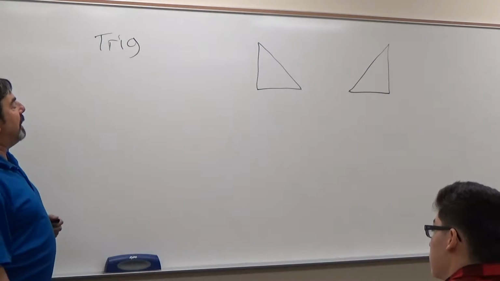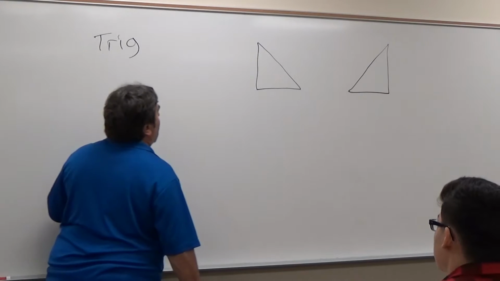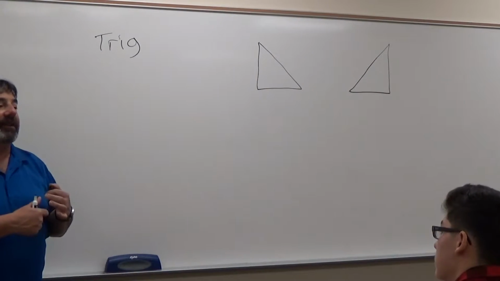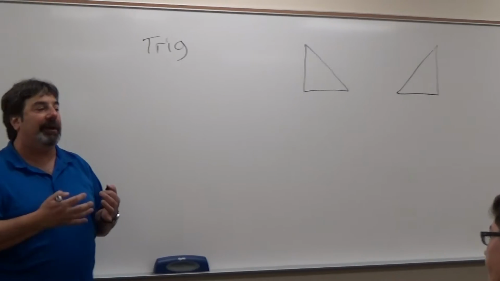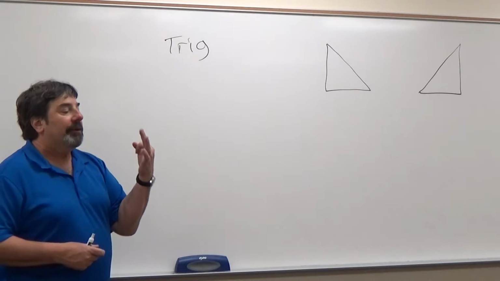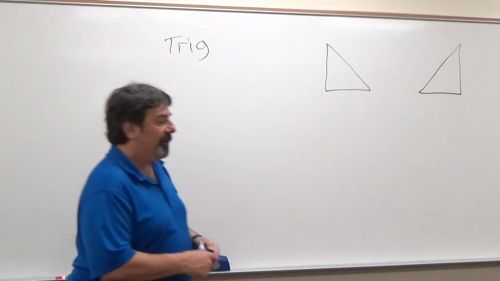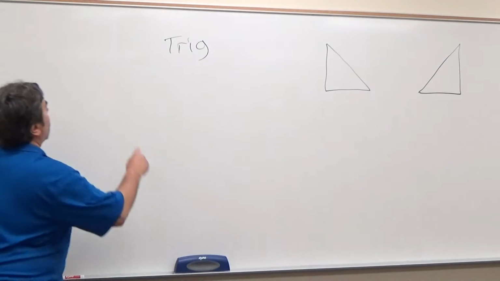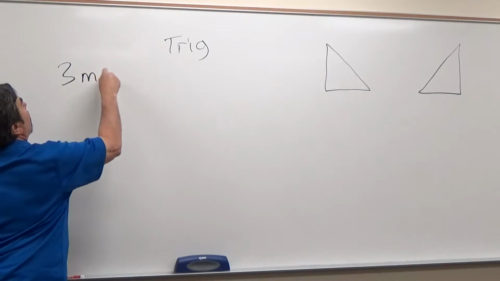Now, when you're given a triangle, what they're going to do is the following. There are 6 trig definitions that I'm going to talk about. There are 3 main ones. Ready? So the 3 main trig definitions. Okay? Here are the 3 main trig definitions.